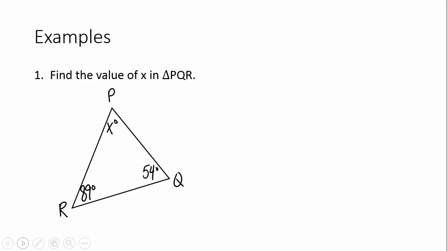So for example 1, please draw the triangle into your notes, labeling the angles and vertices correctly. We have triangle PQR, and I'm asking you to find the value of x, or find the angle measure x. You are given angle R and angle Q. And since we just talked in the previous slide that the sum of the measures of the angles add up to 180, we can add them all together. 89 plus 54 plus x should equal 180.